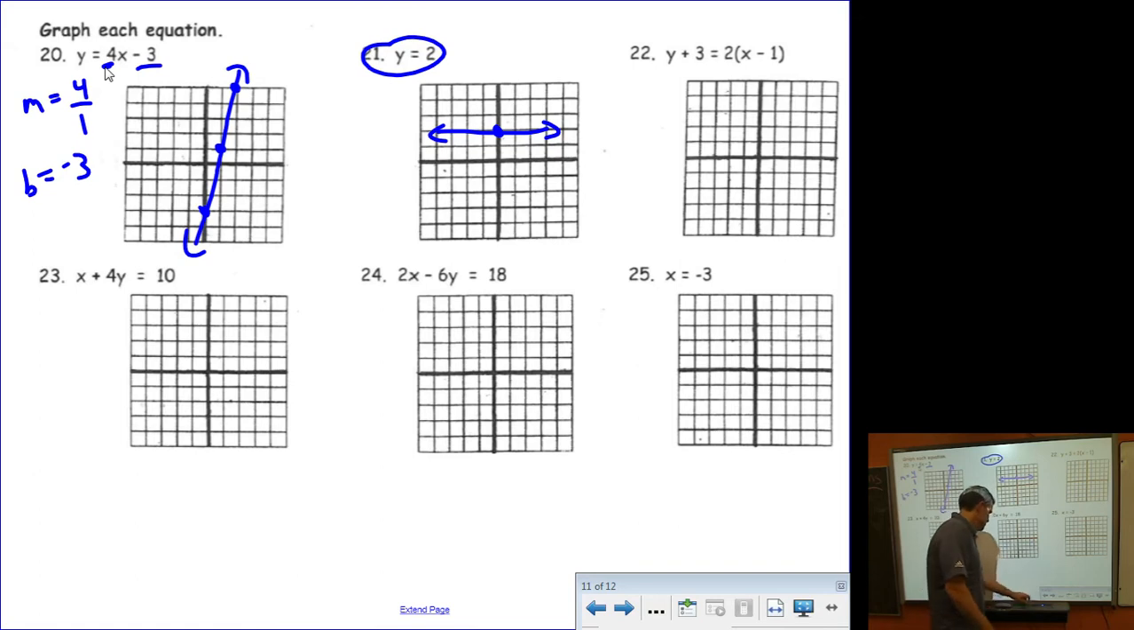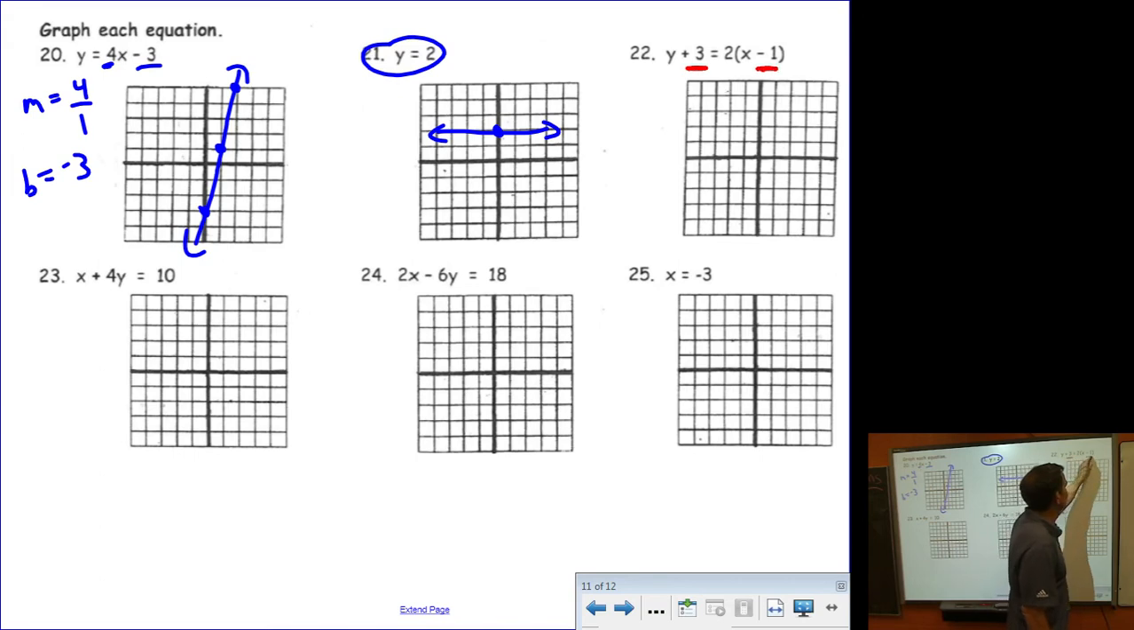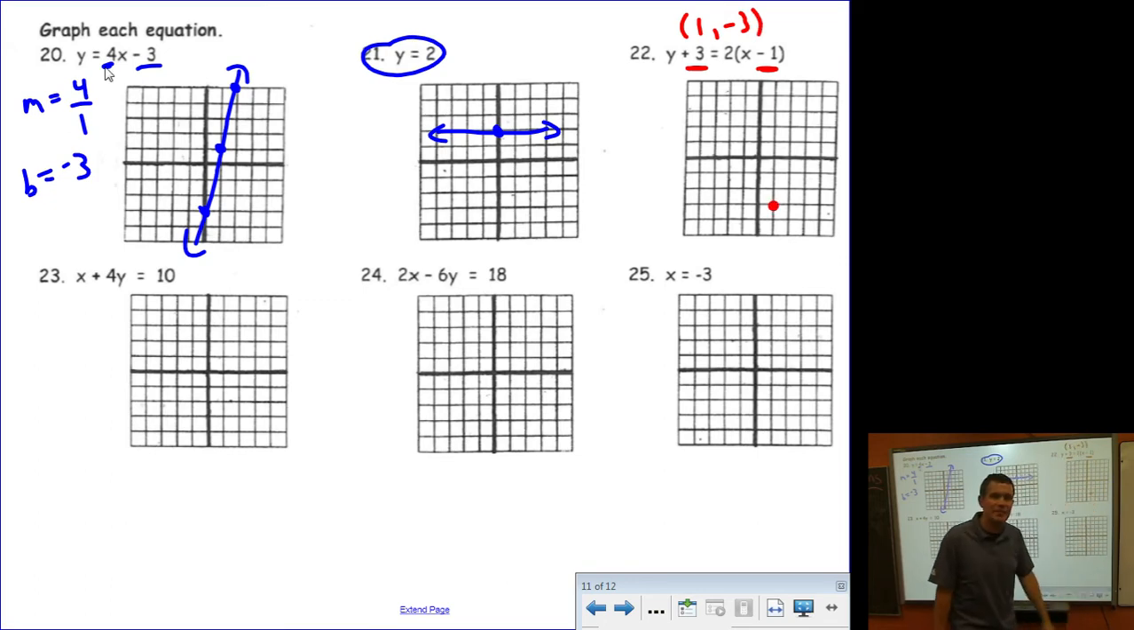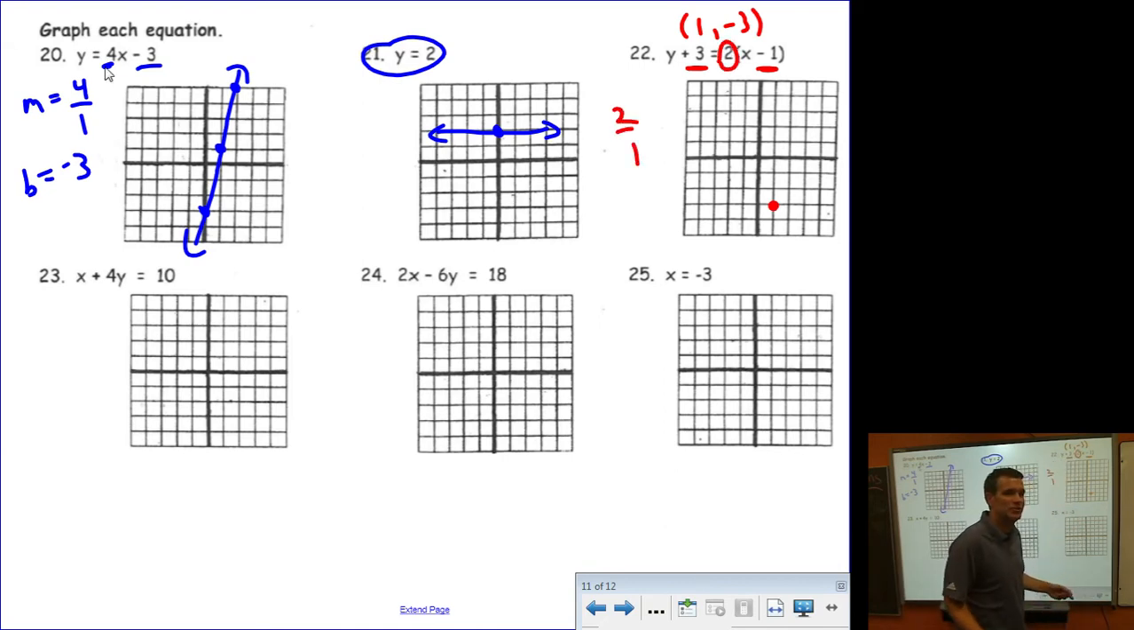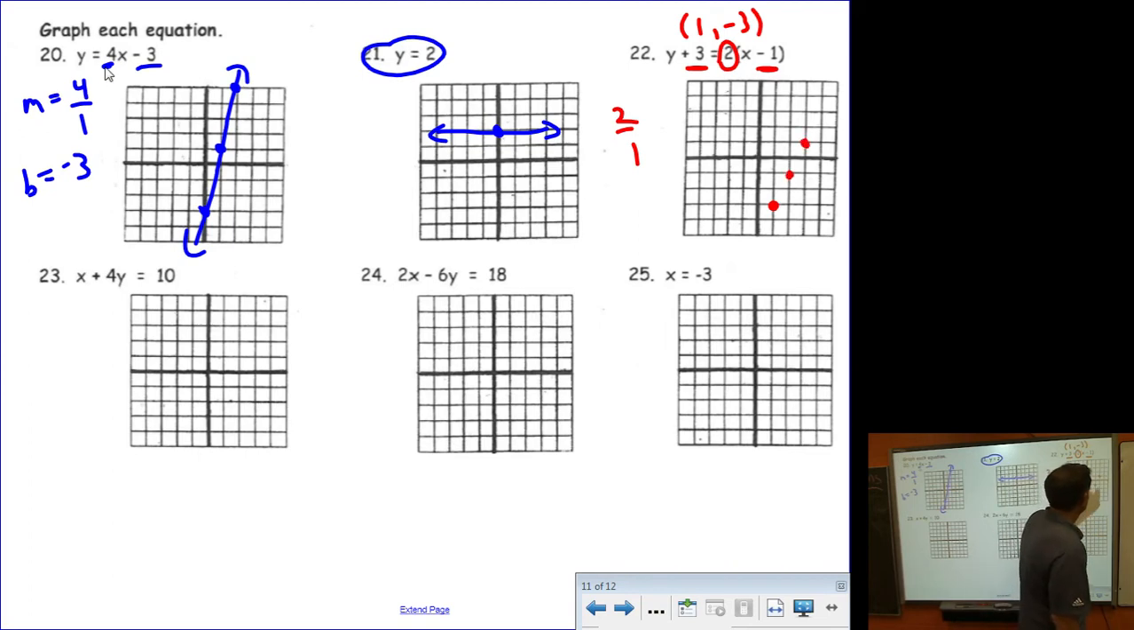Number 22 is in point-slope form. Here is the point that I know is on the line. That is the point 1, -3. So let's go ahead and put a dot at 1, -3. That point's on the line. And the slope of the line is 2, which tells me to go up 2, right 1. Up 2, right 1, up 2, right 1. That's enough. And there we go.